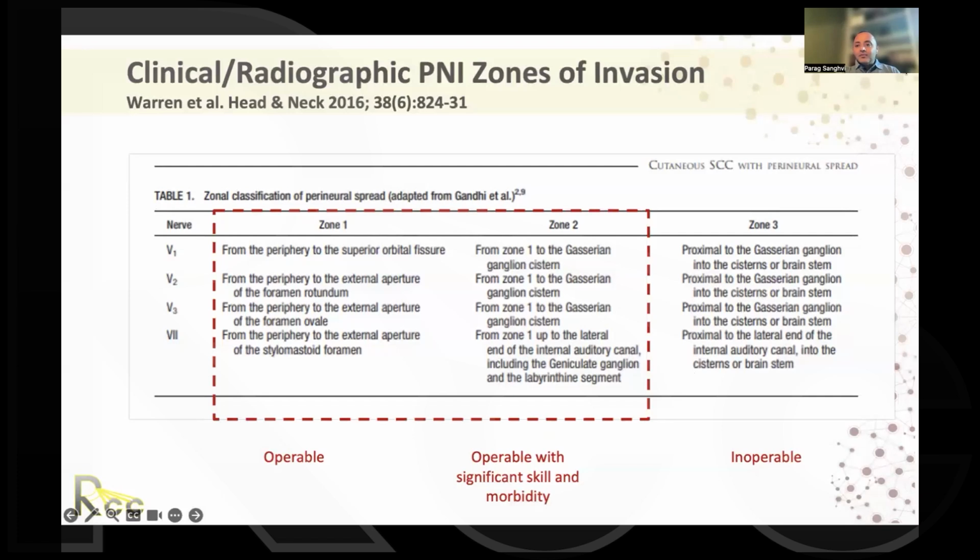And then finally, zone 3 is when that disease goes from intracranially into the brainstem. So you can see anytime disease is going into the brainstem, it is essentially incurable and inoperable, treatable in the modern era, but certainly some patients where you may give them good palliation, but you're not going to cure them. I will tell you the one caveat, particularly for skin cancers now, is the use of immunotherapy.